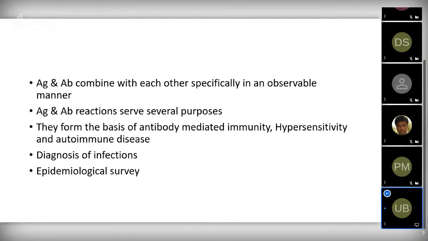And these antigen antibody reactions serve several purposes: they form the basis of antibody mediated immunity, hypersensitivity, the pathogenesis of autoimmune disease, etc. And they are very much useful in the diagnosis of various infectious pathogens and in epidemiological survey. Epidemiological survey, you know very well. Now ICMR is doing an epidemiological survey for COVID-19, where they are detecting specific antibodies against COVID-19. So this is also an antigen antibody reaction which is very useful in the epidemiological survey.